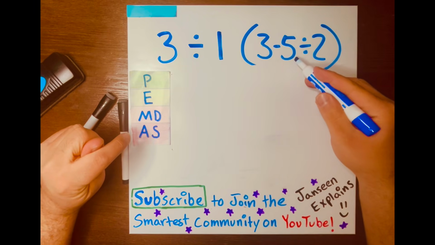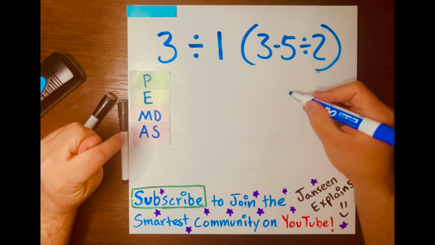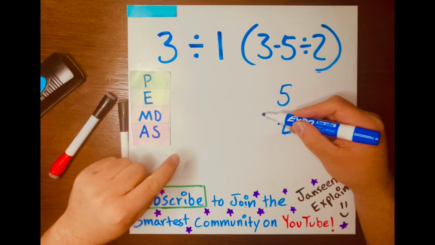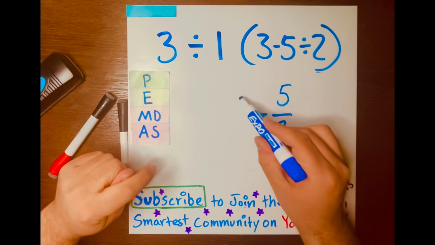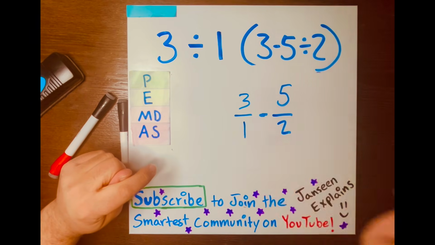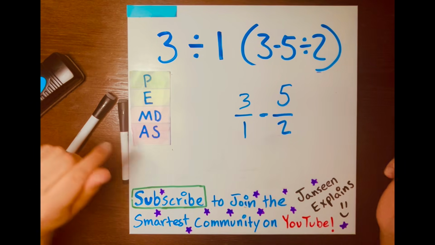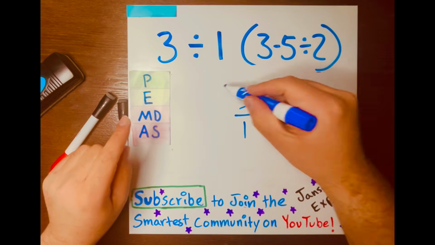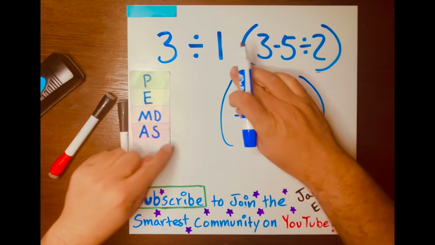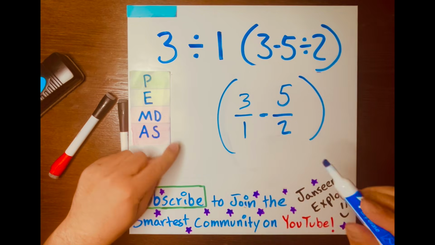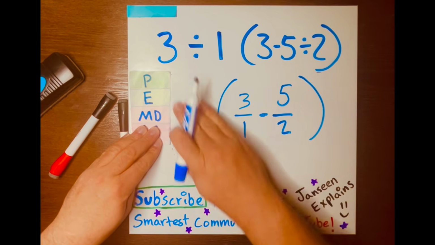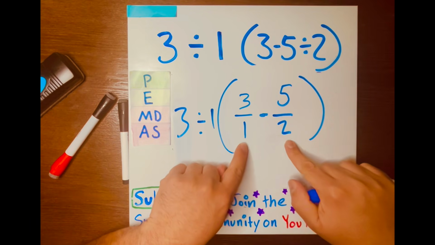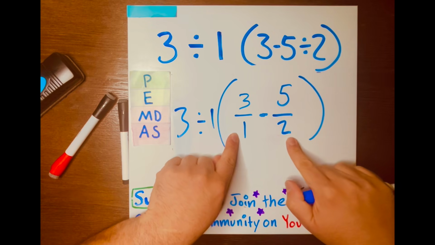So we're going to write 5 divided by 2 in a fraction form to make the math easy and fun. And let's bring down the minus and let's bring down the 3 in a fraction form to make the math fun and easy. And now we're subtracting 2 fractions. And don't forget, you have your parentheses. Can't forget that. And then you have your 3 divided by 1. Notice that your denominators are different. You have a 1 and a 2.